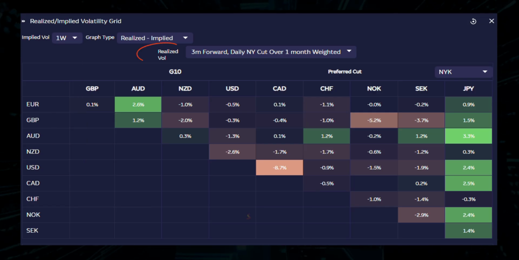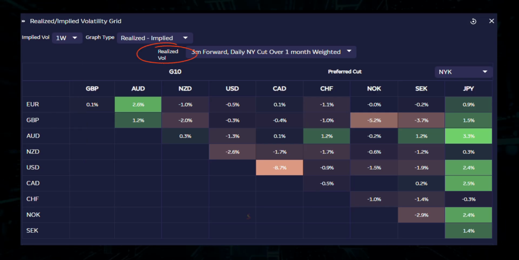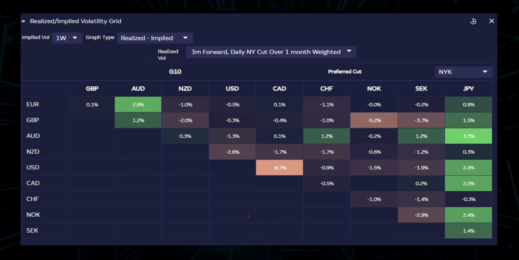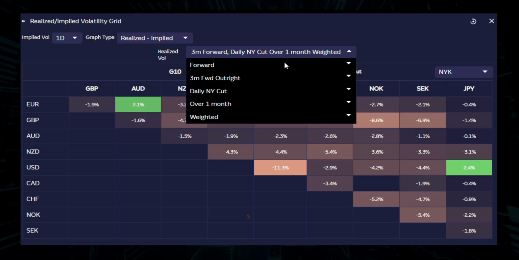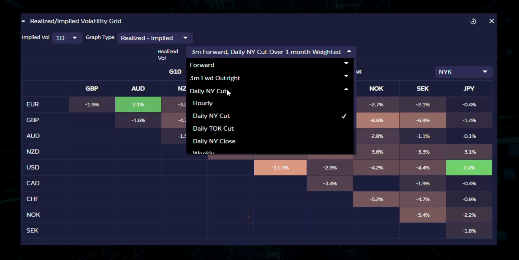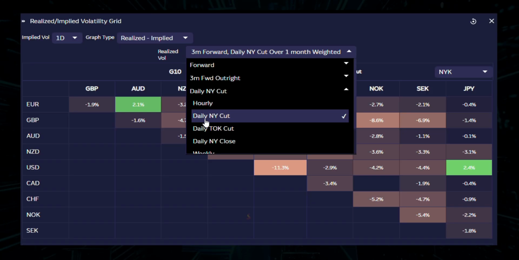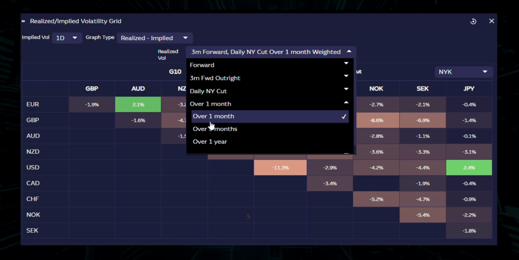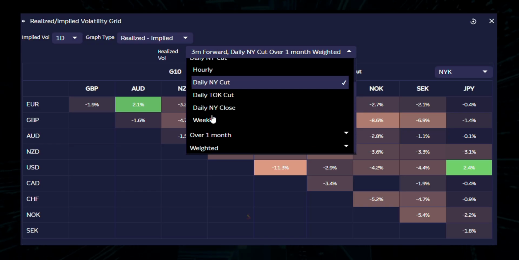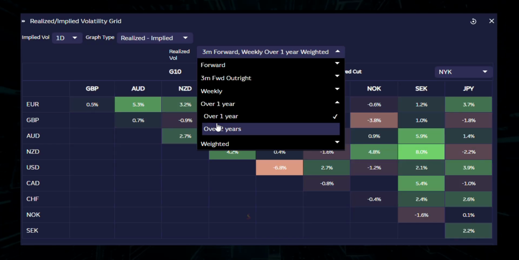When Realized Vol is selected, the configuration menu controls how realized volatility is calculated. You can choose whether it is derived from spot or forward prices. You can choose the observation frequency, whether hourly, daily, or weekly, and the period over which data needs to be sampled, typically ranging from 1 day to 2 years.